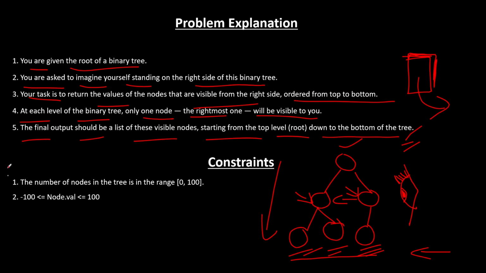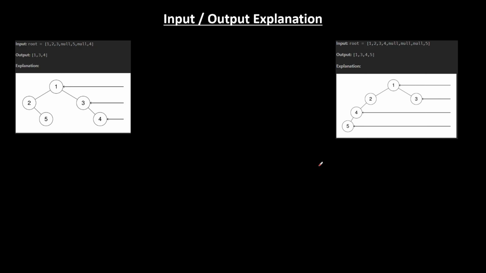The constraints of the problem are that the number of nodes in the tree ranges from 0 to 100, and the node value is from negative 100 to positive 100. Basically, we just have to return all the nodes which are visible to us from the right hand side only. Or you can say that we have to return the rightmost node of each level. Now let's move to the next slide.